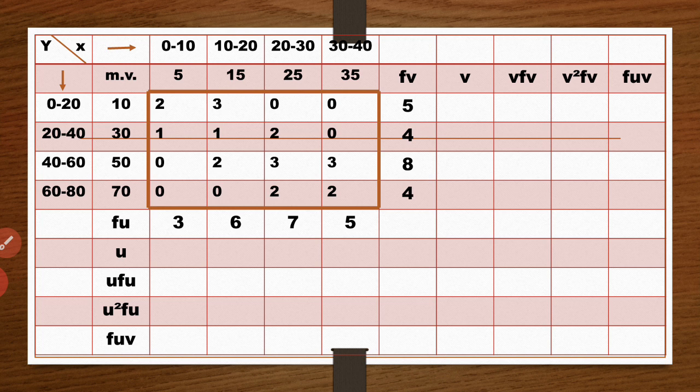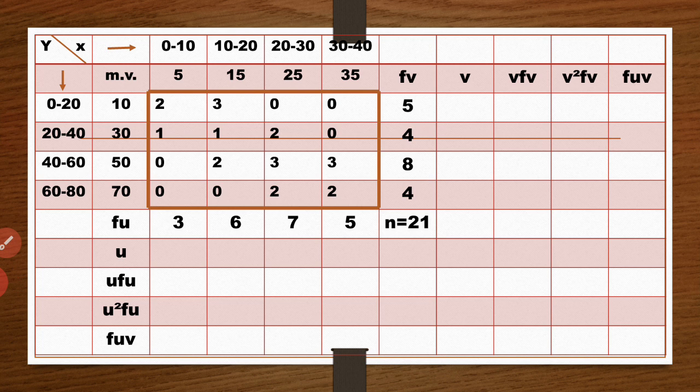Both sides' totals will be the same, which is called n. So n is equal to 21. Now you check it: the total on one side, 3, 6, 7, 5, means 21. Similarly 5, 4, 8, 4, total is equal to 21.